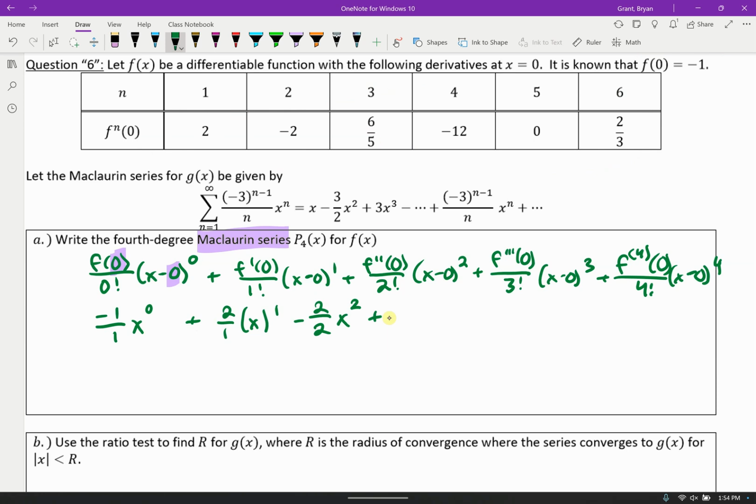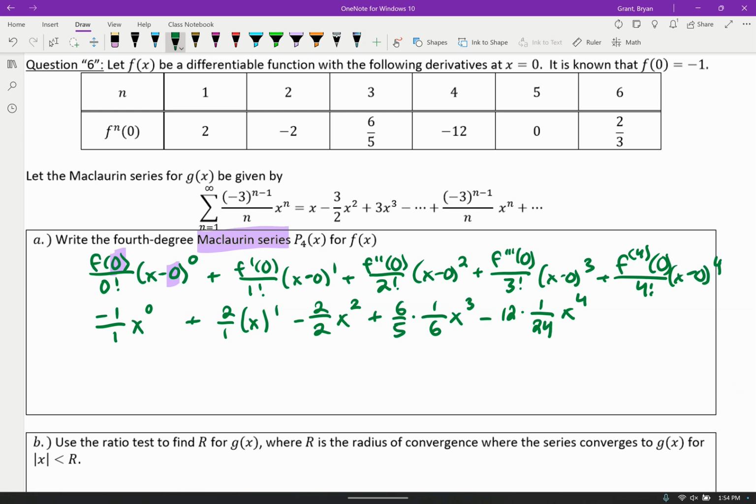Third derivative was that weird 6/5. Who came up with this problem? And then it's over 3 factorial. So I'm just going to rewrite the 3 factorial as 1 over, and then 3 factorial is 6. X to the 3rd. And our 4th derivative is -12. So we'll do -12. And then 4 factorial, I think 6 times 4 is 24, isn't it? Something like that. Let's see, 3 factorial, 6, 6 times 4 is 24. Yeah, that seems right. X to the 4th.